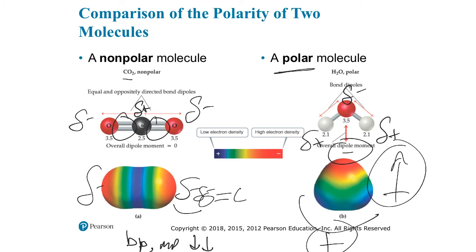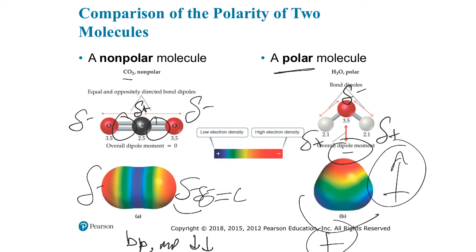So CO2 and water both contain polar bonds, but only water is a polar molecule. And it has all to do with the geometry and the fact that water is bent and not linear like CO2. So CO2 being linear allows the 2 dipoles that are pulling away from each other to cancel each other out. So there's no net dipole moment in the molecule.